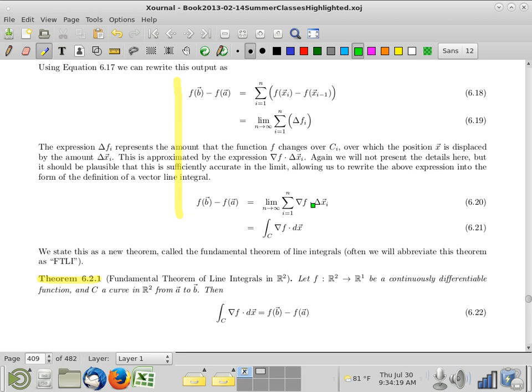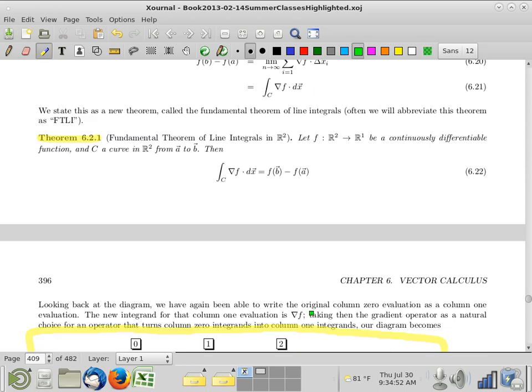And lo and behold, we have a Riemann sum that is the very definition of a vector line integral. And so, sure enough, change accumulates. It accumulates in this particular way, namely as a vector line integral of a particular vector field, that vector field being the gradient of the original function whose change we're interested in. Okay, so there's the way we're going to write that as a theorem. We did an example last time.